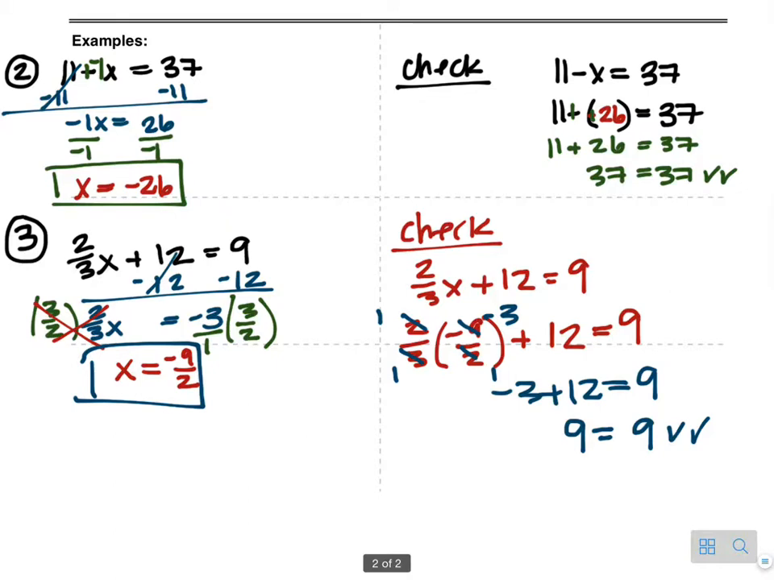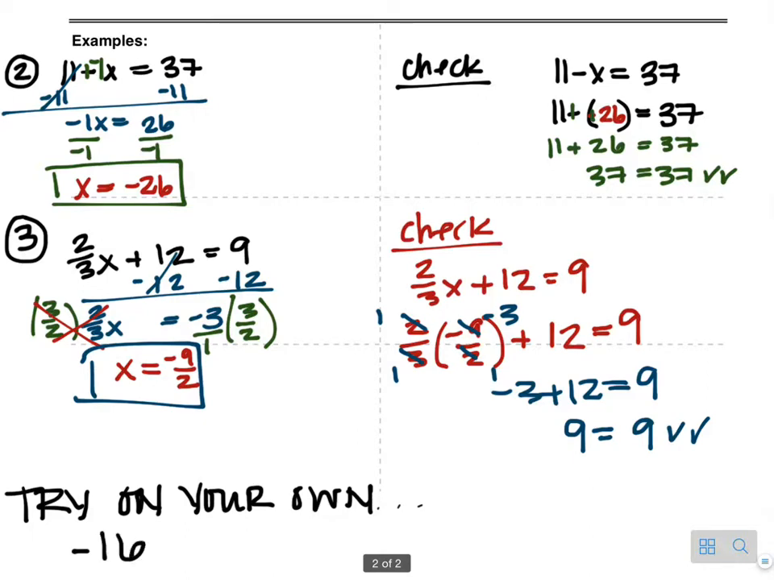Let's do a try on your own now. So the fourth problem you're seeing should be a try on your own. Let's add that in here. And here we're having you try on your own negative 16 is equal to 2x plus 4.